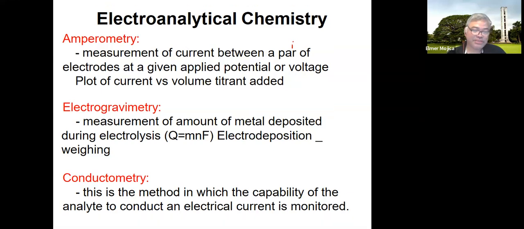Now, electrogravimetry, what can you say about this? What is the difference of electrogravimetry compared to the other one? If you look at the root word there, gravimetry. So what is associated with this word?